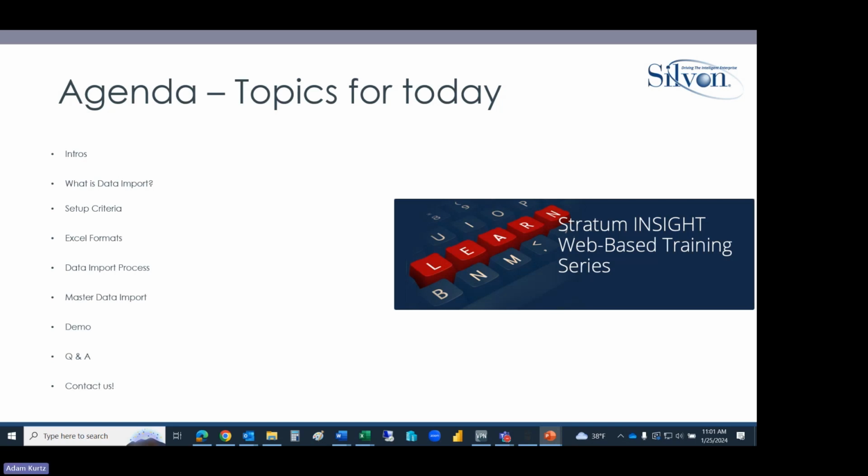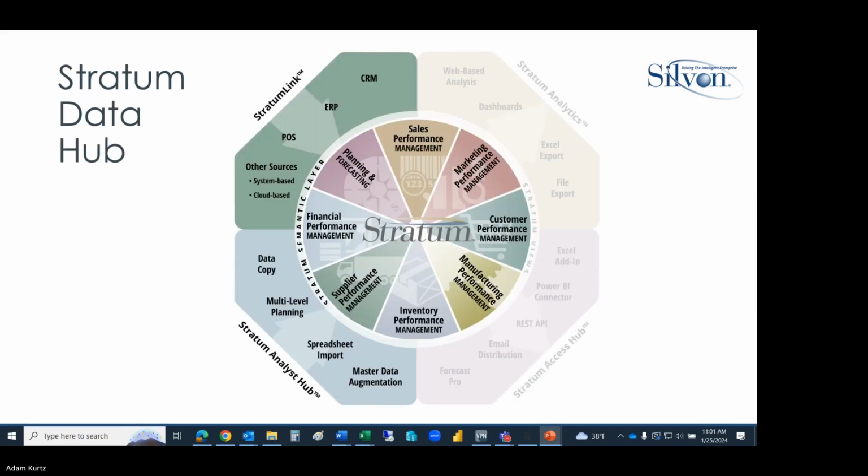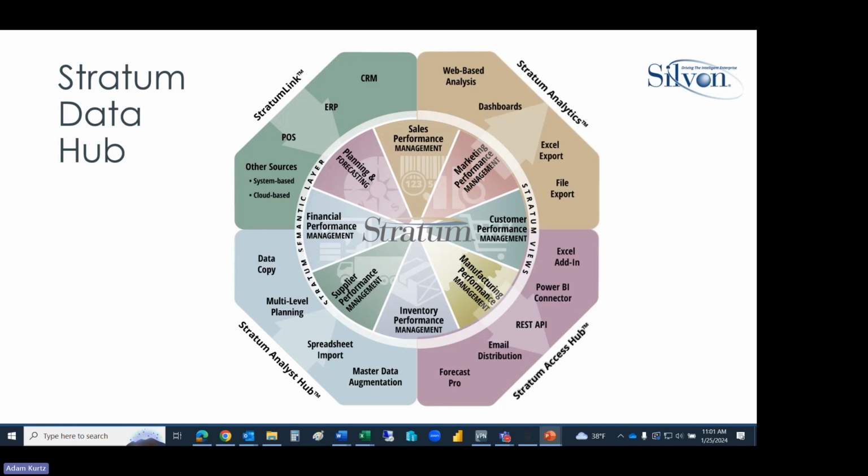So the Stratum Hub, today we'll be concentrating on the Analyst Hub, which is down here. The Analyst Hub incorporates getting data into Stratum. So notice that we've got a spreadsheet data import in addition to master data augmentation and other features that are available for the Analyst Hub. As you can see, data copy, multi-level planning, those are all parts of the Analyst Hub. So today we'll be focusing more on the import of data using Excel.